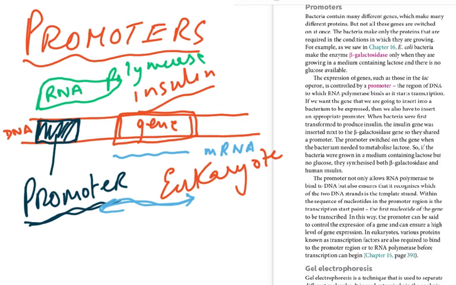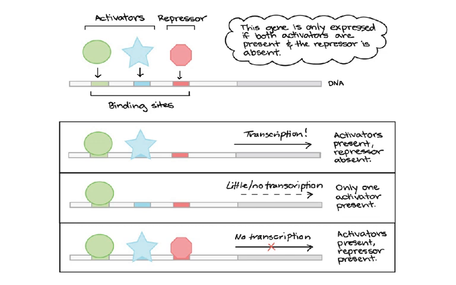We will explain this further. I explain this in a little different manner in the further video of this. This is just an overview of how genes are expressed, and the gene is only expressed if both activators are present and the repressor is absent. So we've got these as the activators and this as the repressor.